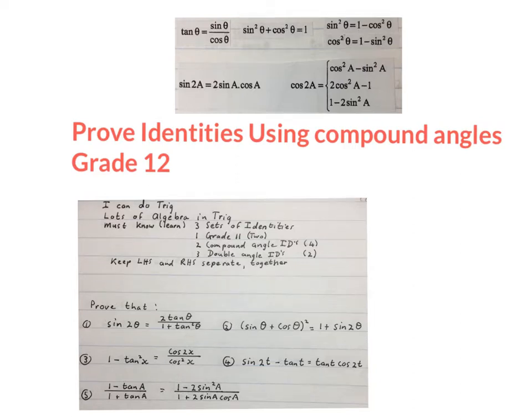Good day. In this video, we're going to prove these 5 identities using compound angles. It's part of the grade 12 syllabus. Before we start with the proofs, there's a few things you must remember. Firstly, you must tell yourself, I can do trigonometry.